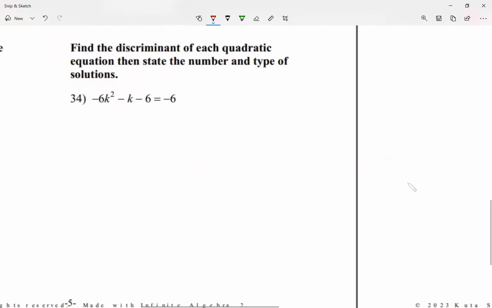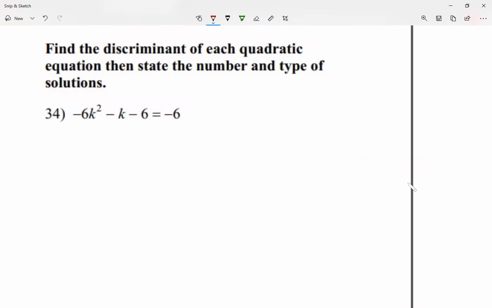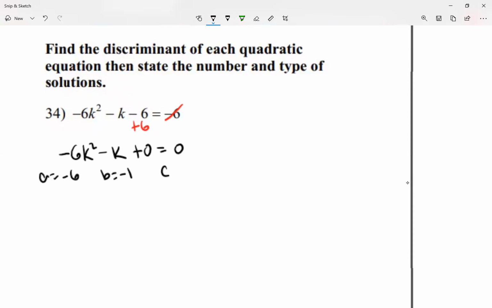Now, question number 35, it says find the discriminant of each quadratic equation, then state the number and type of solutions. Okay, so first of all, it has to equal 0 on the right side. So this minus 6, let me move it as a plus 6. So I have negative 6k squared minus k, I'll even write a plus 0 is equal to 0, because I need to know an a value. My a is negative 6. I need to know a b value, which is negative 1. And I need to know my c value, which is 0.